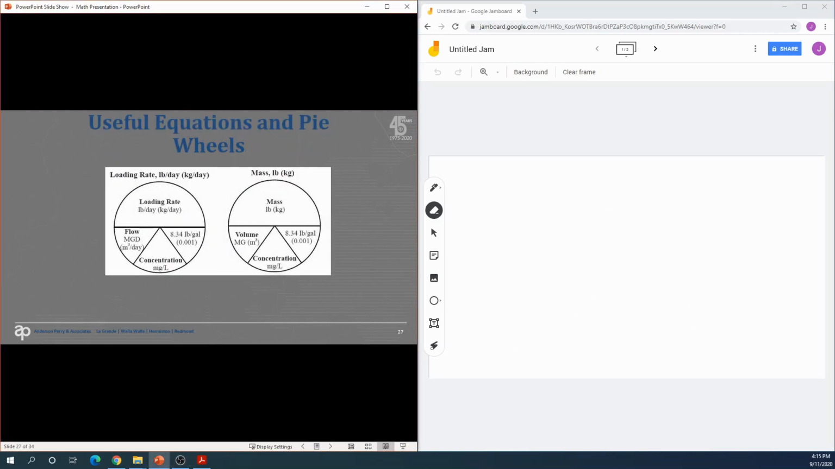Okay, so our next useful equation in pilot wheels is going to be loading rate and mass. So again, we have loading rate. Okay, I know what everyone's thinking. I've been harping all day on tracking your units. Now all of a sudden we have a loading rate equation in pounds per day that includes million gallons per day, concentration in milligrams per liter, and pounds per gallon. So how the heck are we getting a loading rate in pounds per day when our units aren't matching? So let's talk about that.